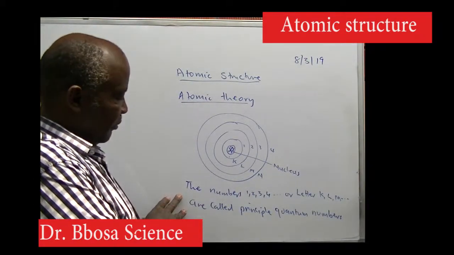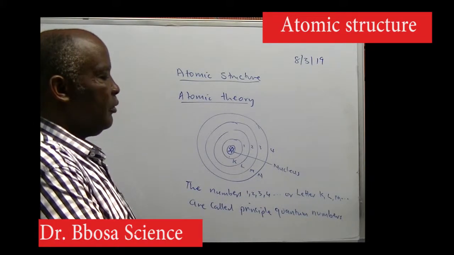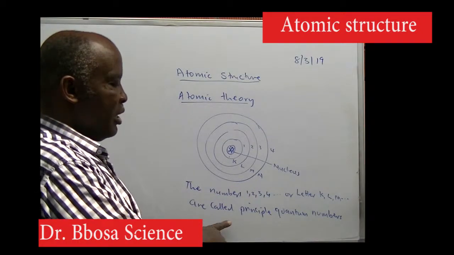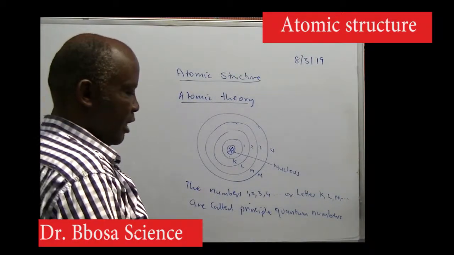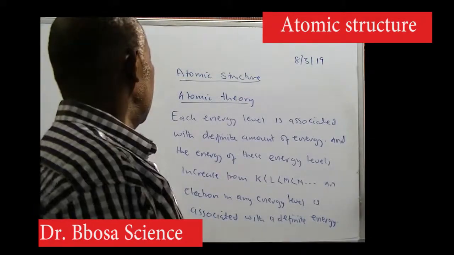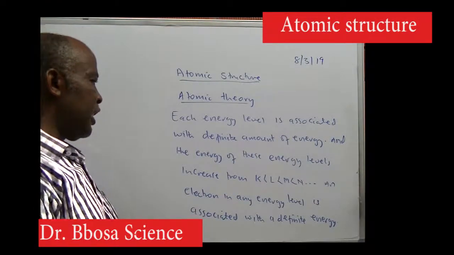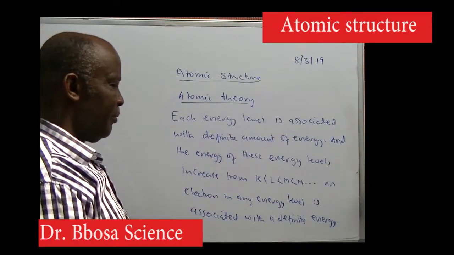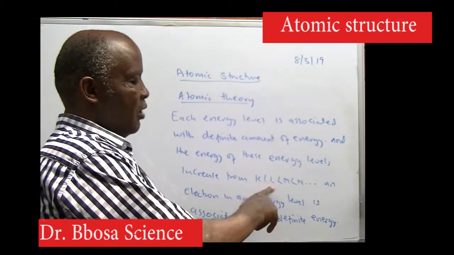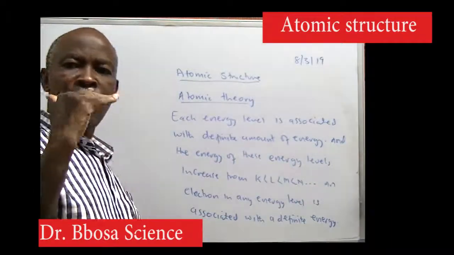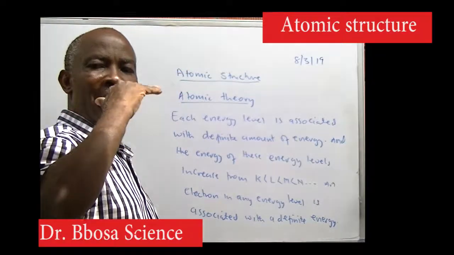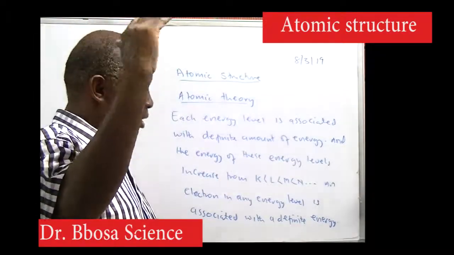The numbers 1, 2, 3, 4, or the letters K, L, M, N are called the principal quantum numbers. Each energy level is associated with a definite amount of energy. The energy in each energy level increases from K, L to M to N, and so on. As the energy levels go further from the nucleus, the energy in each energy level keeps on increasing.